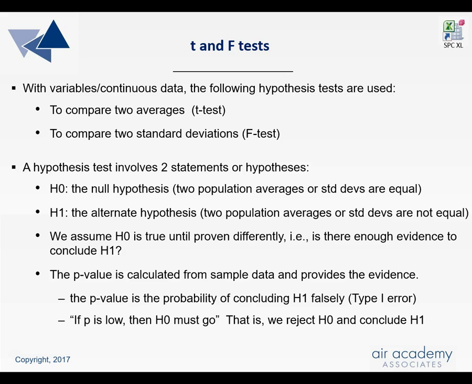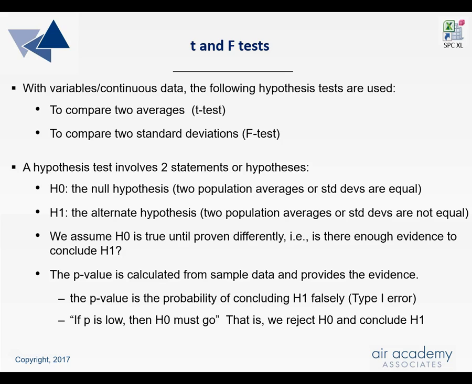A hypothesis test involves two statements or hypotheses. The null hypothesis, labeled H sub 0, will be as follows: the two population averages, or standard deviations if we're doing an F test, are equal. The alternative hypothesis states the two population averages, or standard deviations if we're doing an F test, are not equal. In a hypothesis test, we assume that H0 is true until proven differently. That is, is there enough evidence to conclude H1?